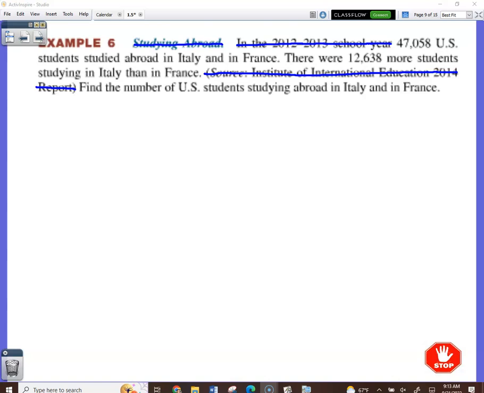All right, let's wrap up this problem. Okay. We've got 47,000 U.S. students studied abroad in Italy and in France. This is important. In Italy and in France. They're telling you the total. Then they say specifically there were 12,000 more students in Italy than in France. Find the number of U.S. students studying abroad in each individual country.